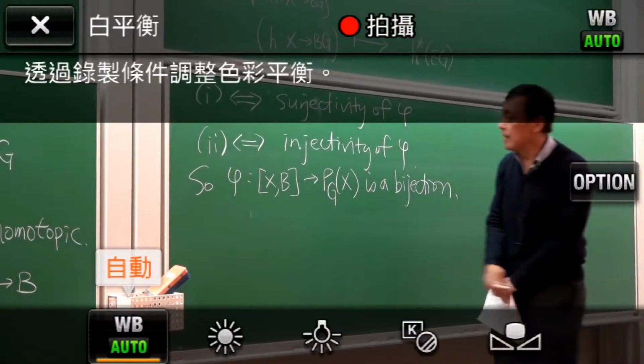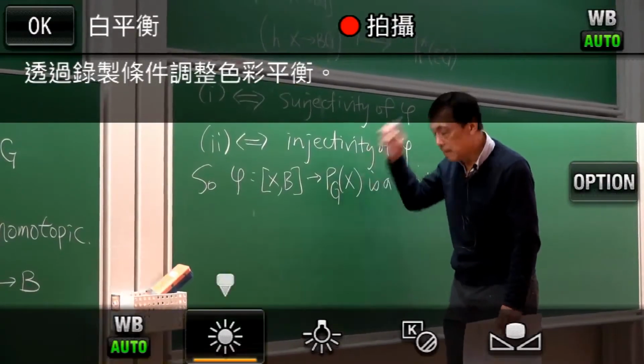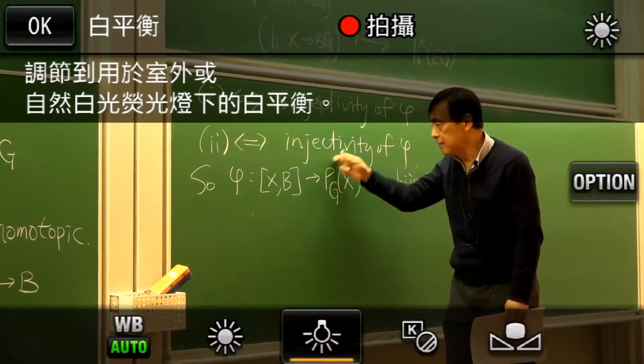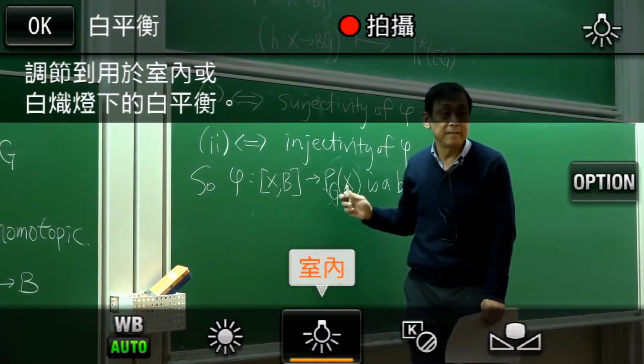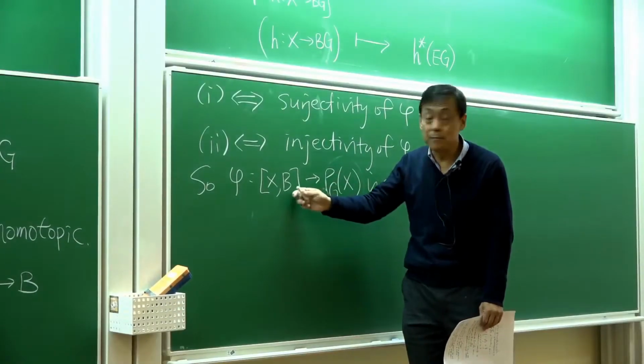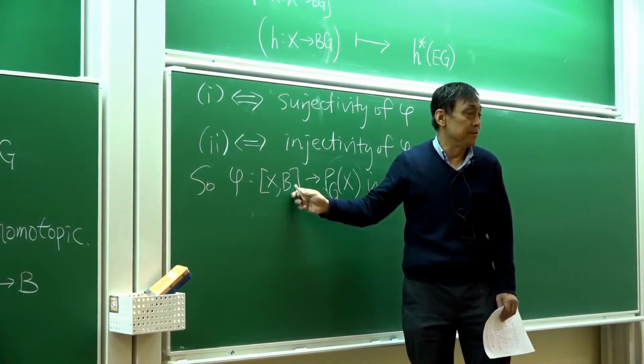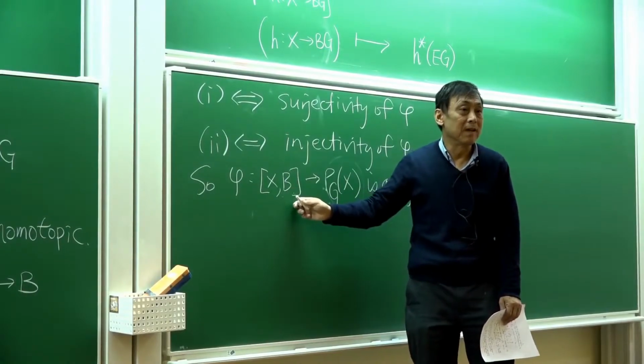So that says that this PG of X, as a set, is the same as the homotopy classes of maps from X to B.